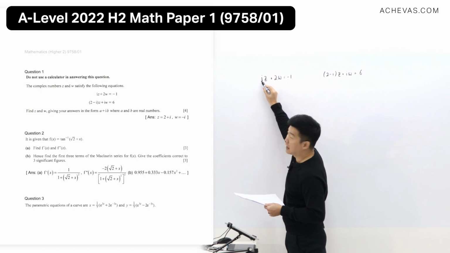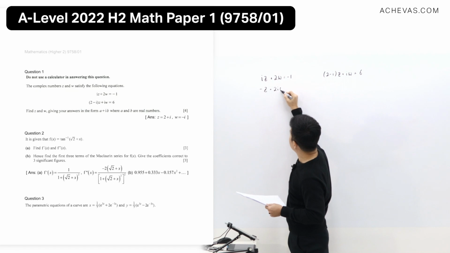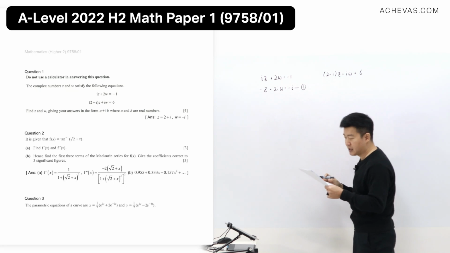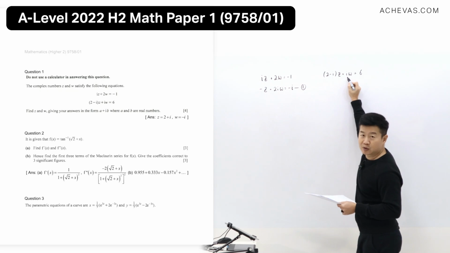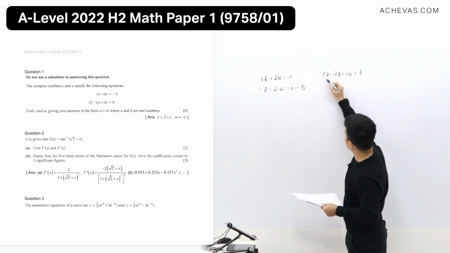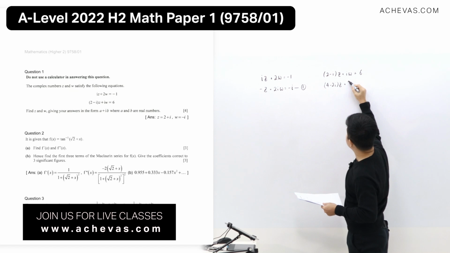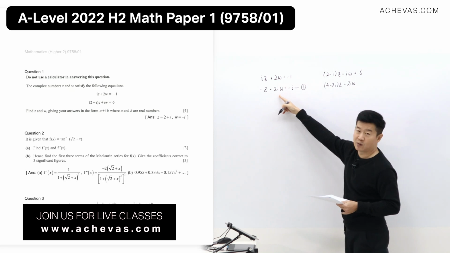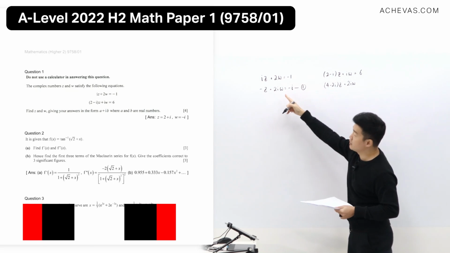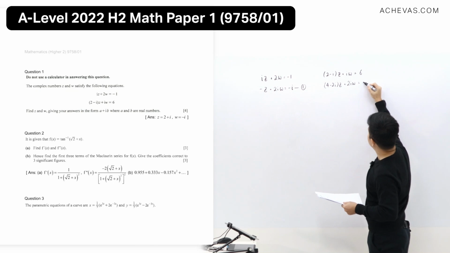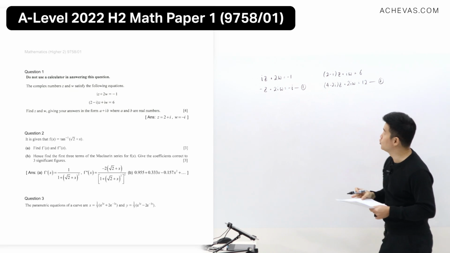This will give me i times i, a negative z plus 2iw is equal to -i. This I'm going to call equation number 1. This I'm going to multiply throughout by 2. So 2 times this is going to be (4 - 2i)z, then plus 2iw. That is our original plan, to get 2iw in these two equations. The 6 multiplied by 2 gives me 12. So this is equation number 2.